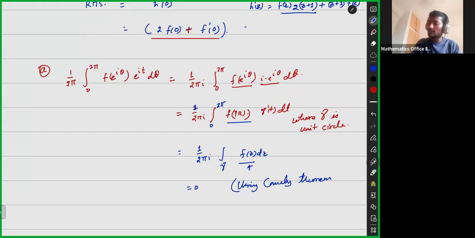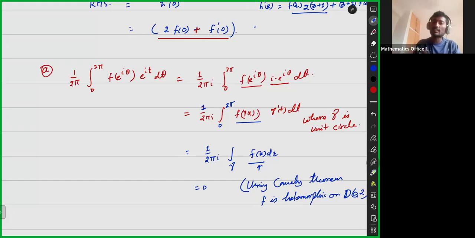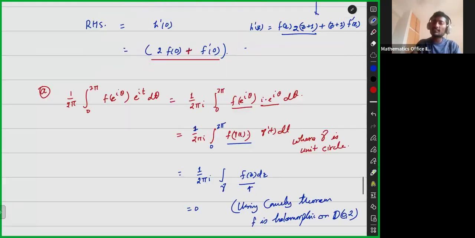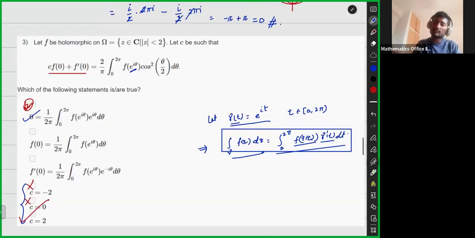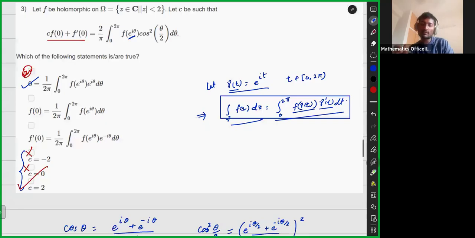Note that f is holomorphic on C minus {0}, on the circle of radius 2 centered at 0. So part A, saying this integral is 0, is correct. Okay. Now coming to the second question.